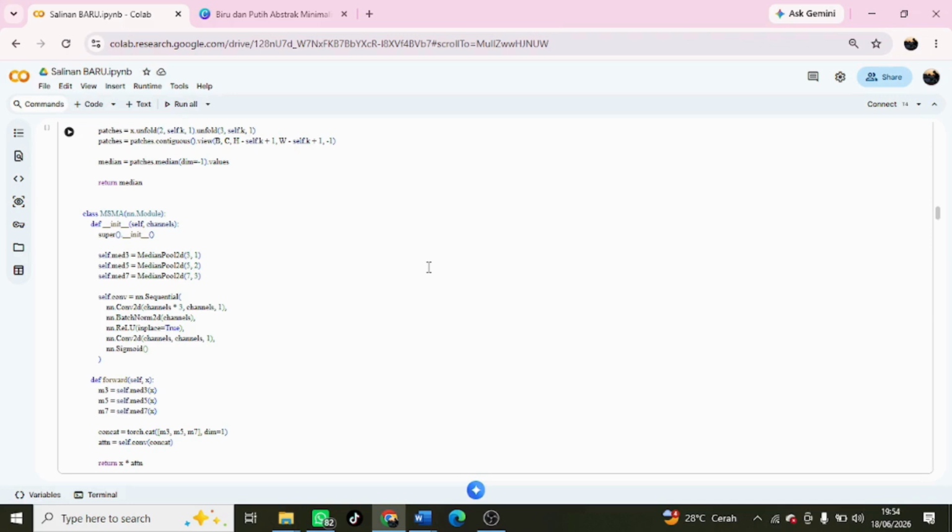The results from the 3 median pooling operations are then combined and processed using a convolutional layer to generate an attention map. This attention map is used to assign weights to the input features so that areas deemed important receive greater attention from the model during the message embedding process.